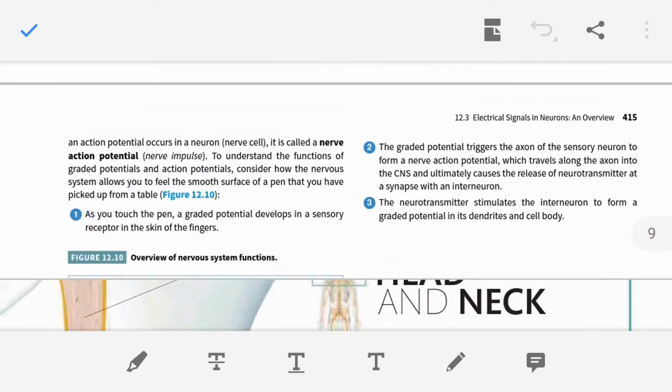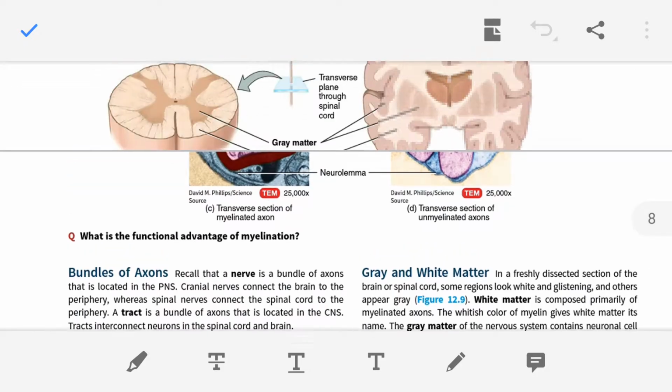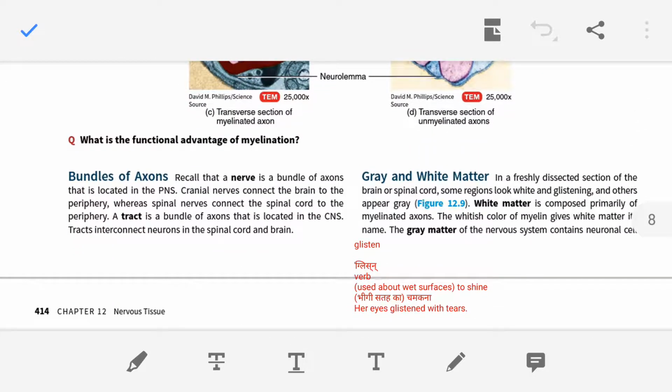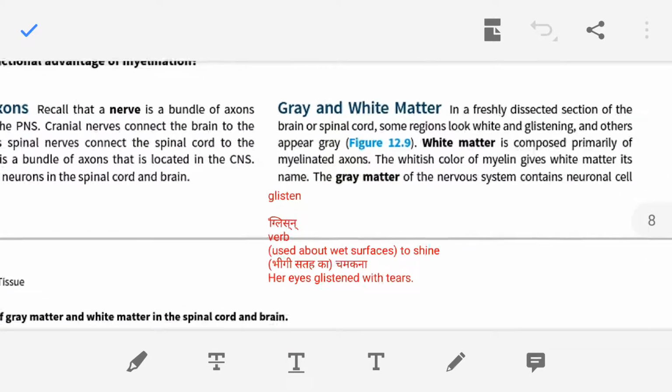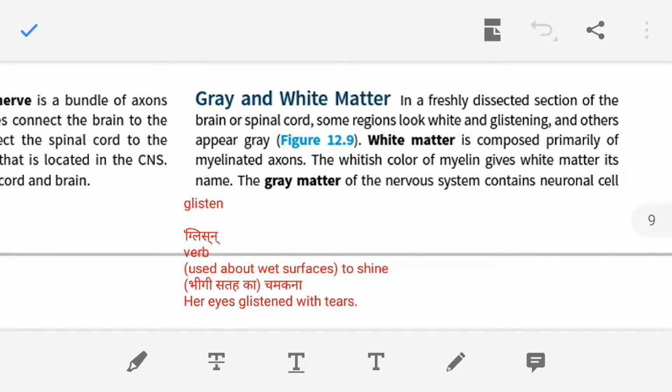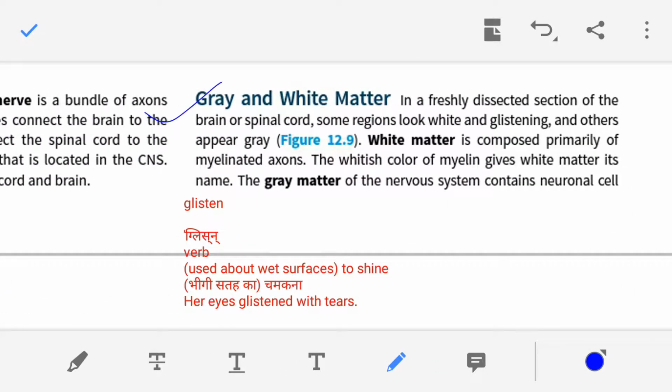So this is the difference between the tract and nerve. Now we are discussing the gray matter and white matter. What is gray matter? What is white matter?